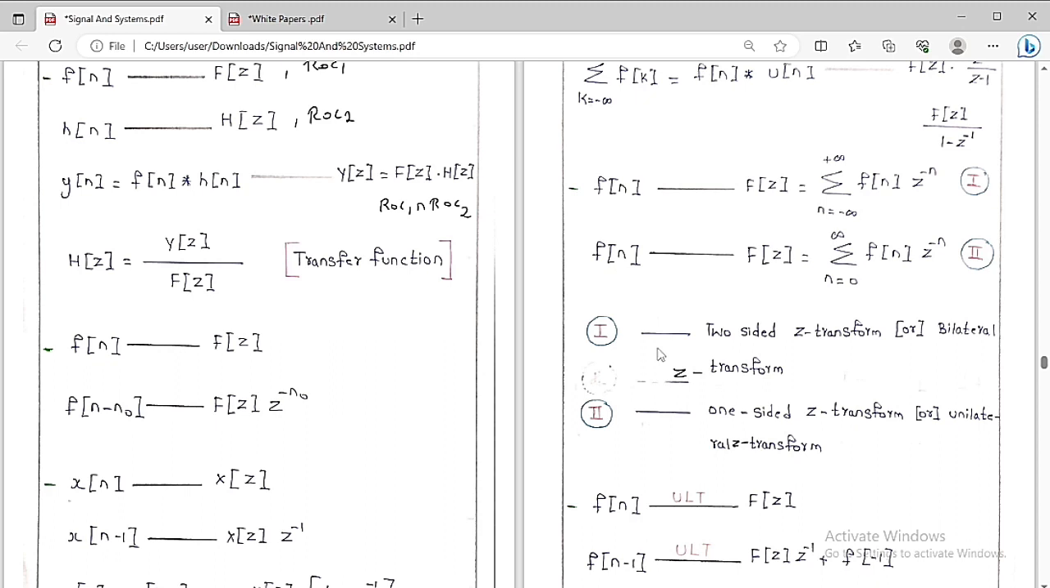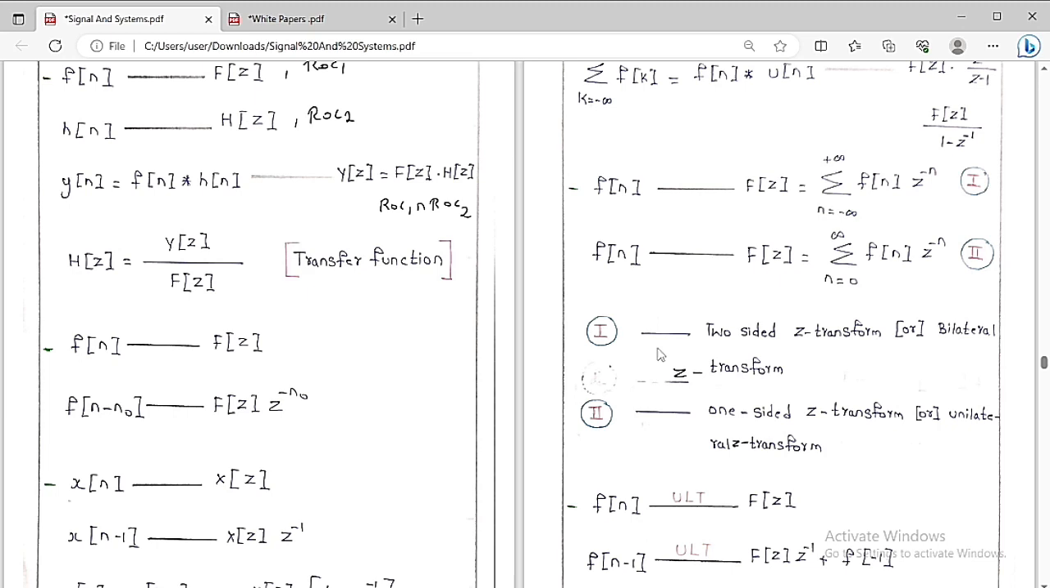Until now, whatever formulas we have studied are all only for the bilateral z transform or the two-sided z transform. So whatever concepts we have learned up to now are all valid for the two-sided z transform or the bilateral z transform, because here we are going to consider the signal f of n from minus infinity to plus infinity. So that is the reason we can say this is bilateral z transform or two-sided z transform.